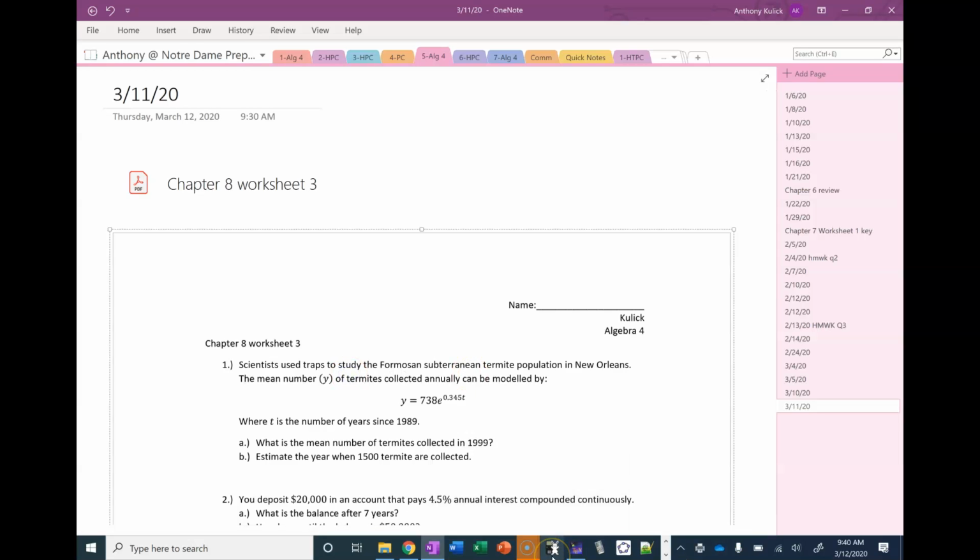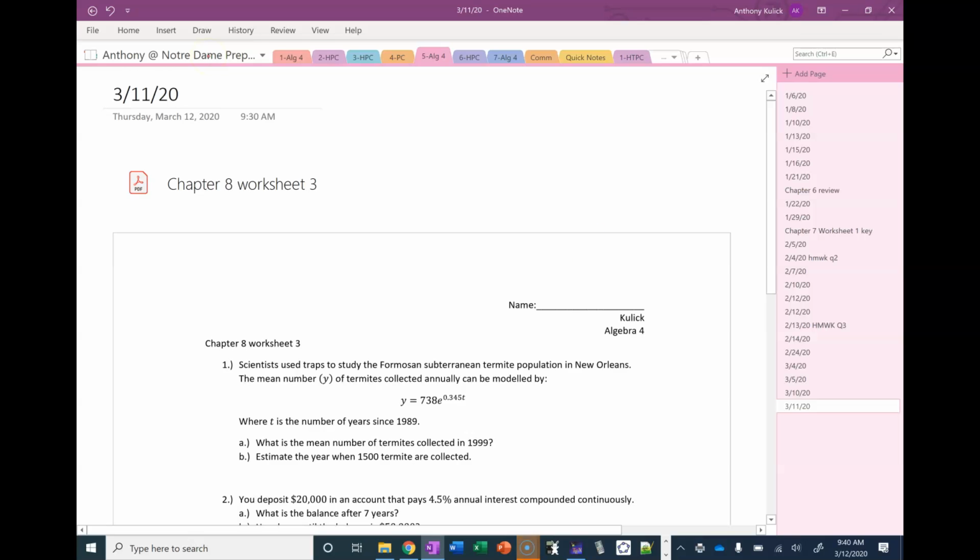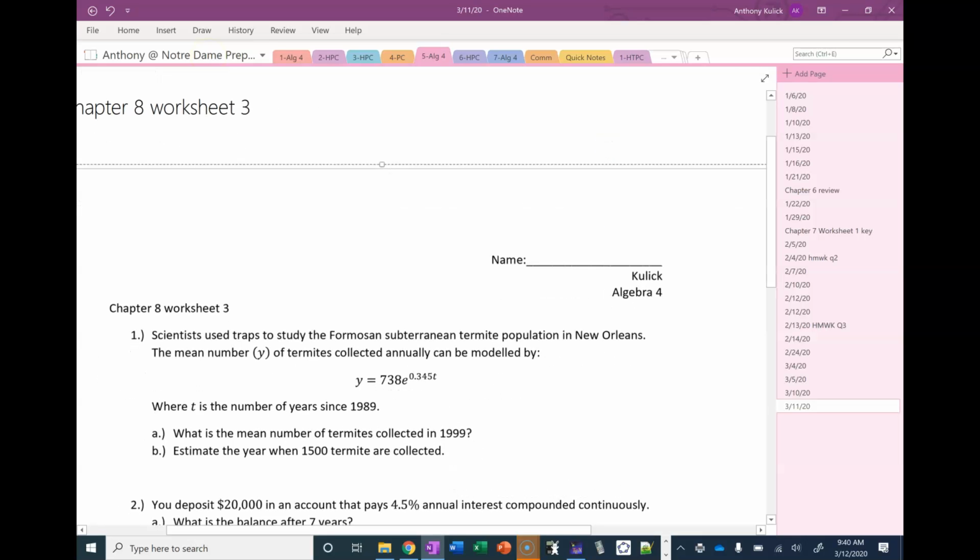Folks, we'll start today with taking questions from this worksheet 3. So if anybody has some questions here from worksheet 3, Henry?